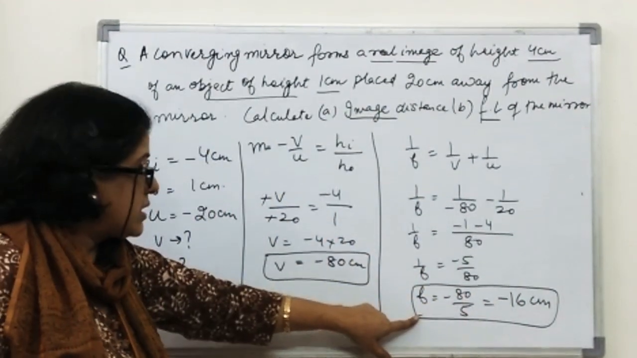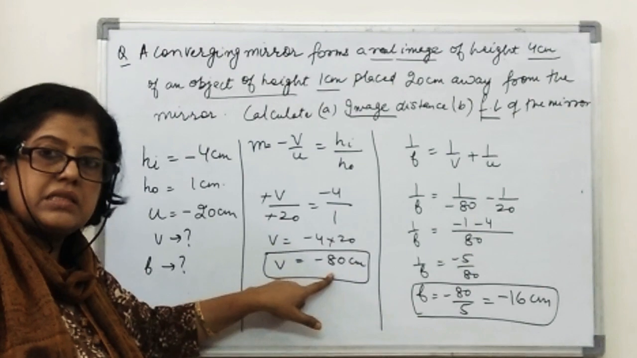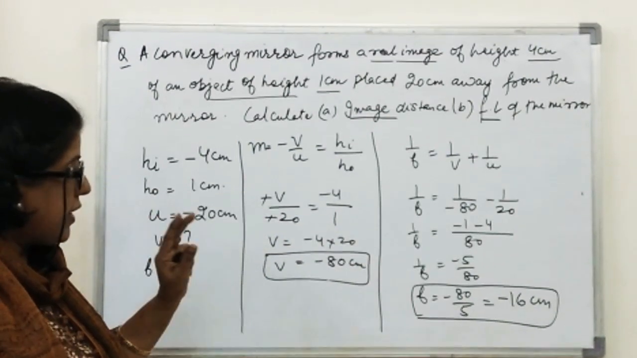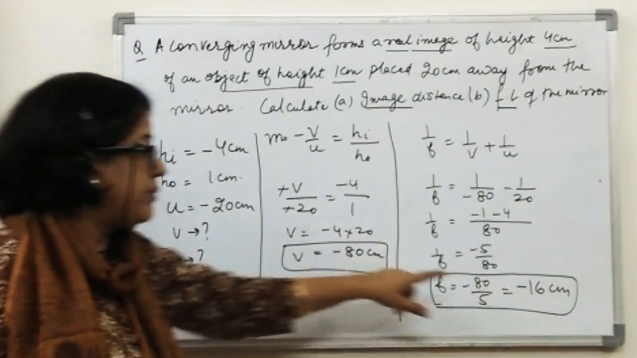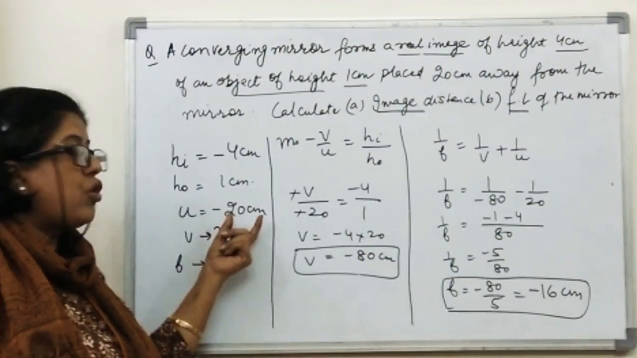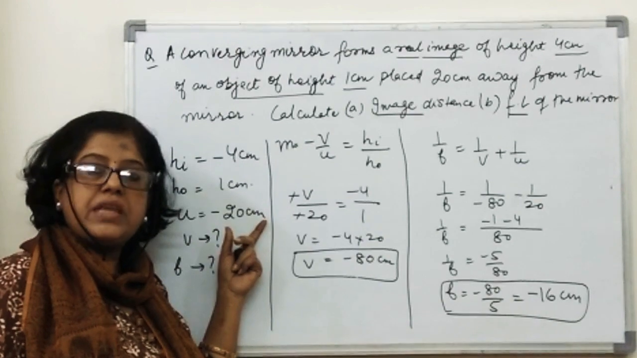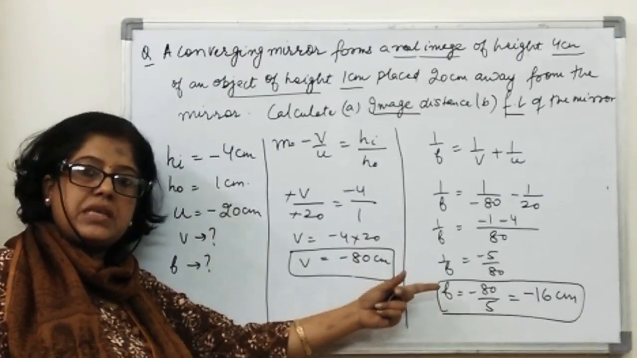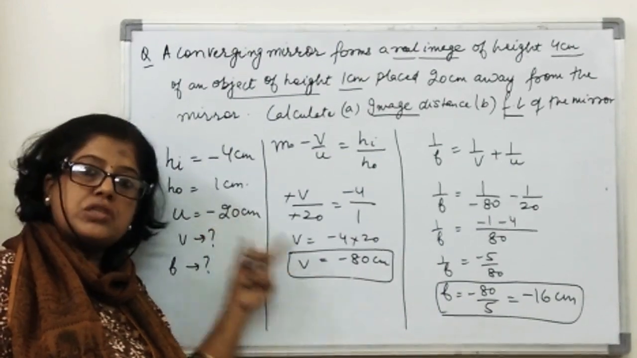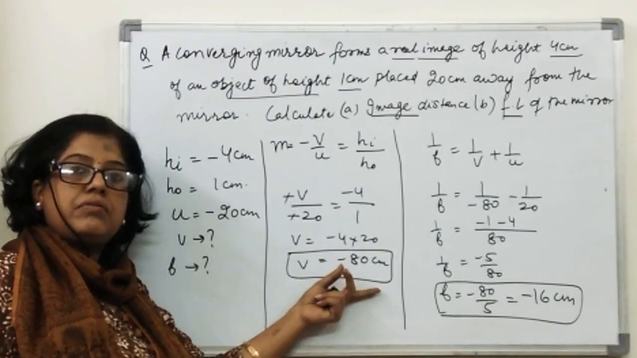So f is minus 16 and v is minus 80. This is the answer. And we can verify our answer in a way. We are given that u is minus 20, f is coming out to be minus 16. That means your object is between f and c. Isn't it? Object is between f and c. And the image should be beyond c. So it is, v is minus 80.